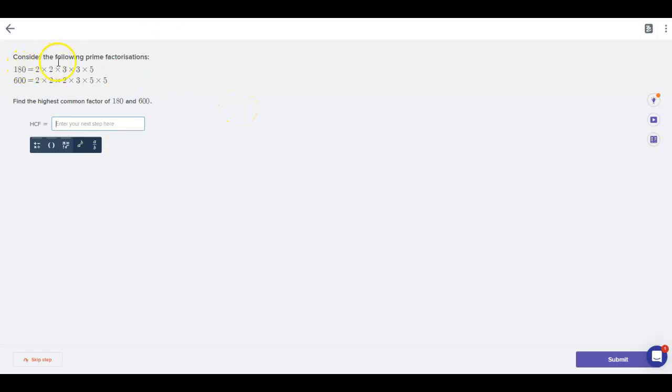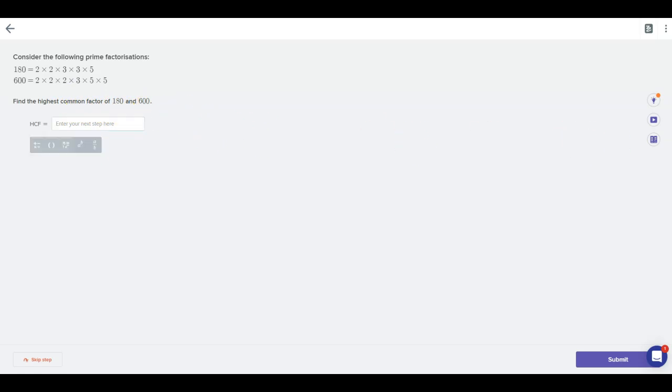It's asking us to consider the following prime factorizations. It's provided two numbers, 180 and 600, and it's provided the prime factors in expanded form for each of those for us. So we don't have to do the factorization. It then says find the highest common factor of 180 and 600.